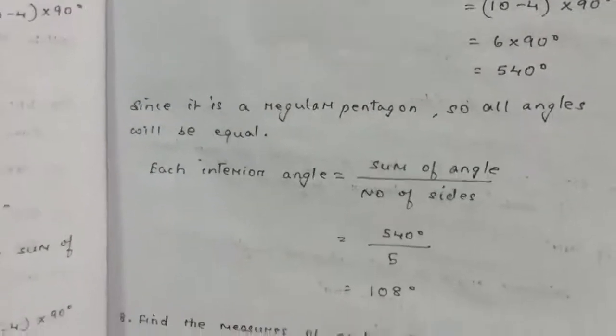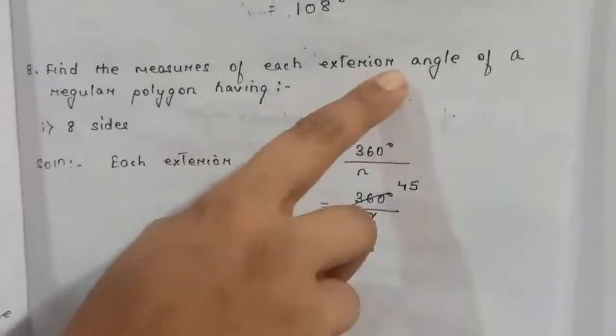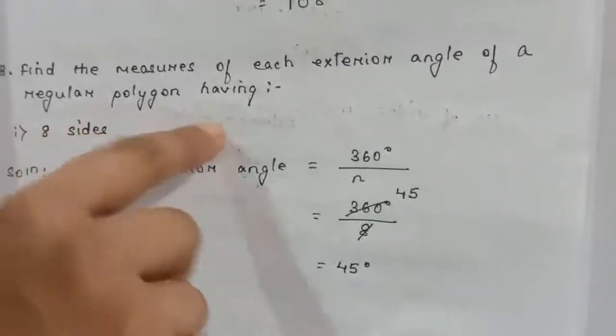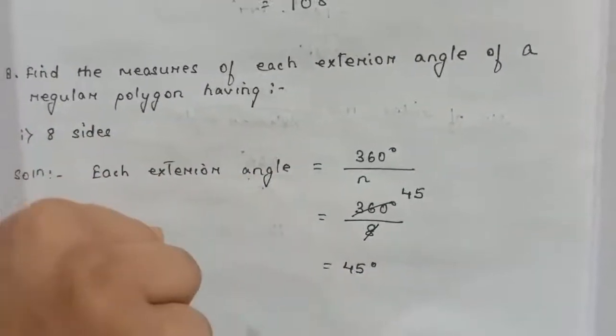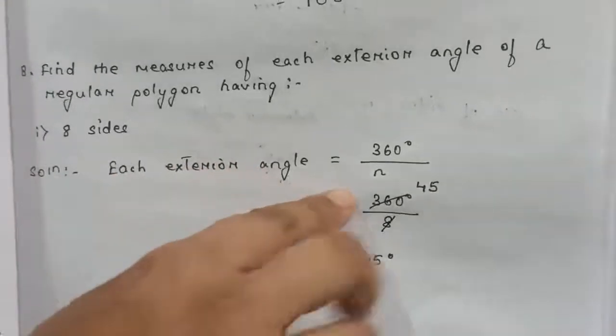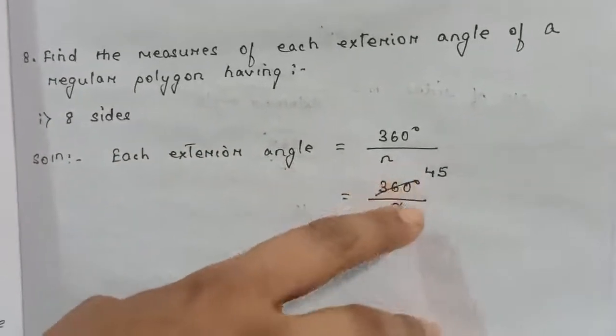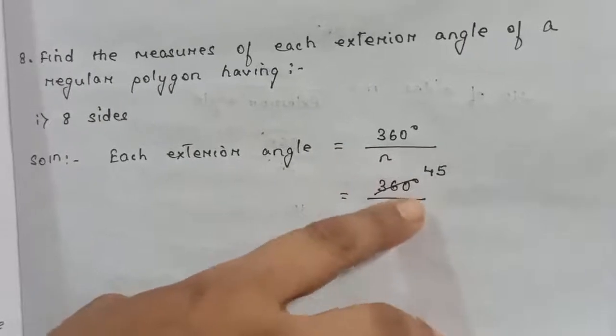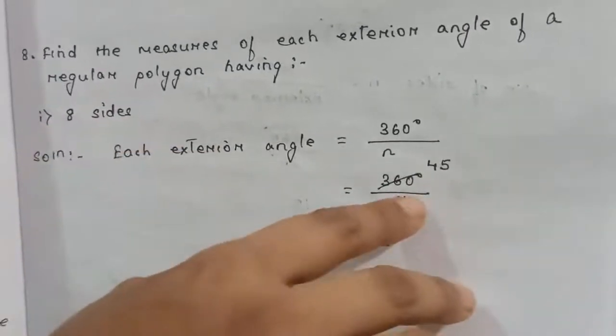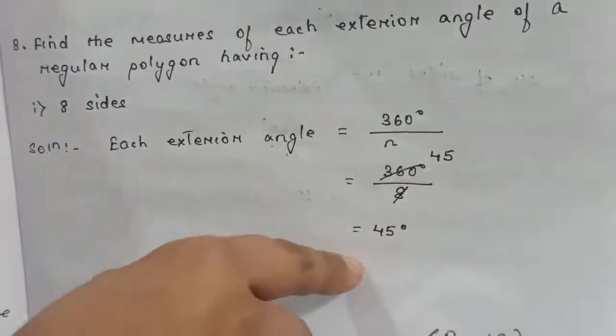Question number 8 is find the measure of each exterior angle of a regular polygon having 8 sides. Now, what is the formula for each exterior angle? The formula is 360 degrees divided by n, where n is the number of sides. So 360 degrees divided by 8, your answer is 45 degrees.